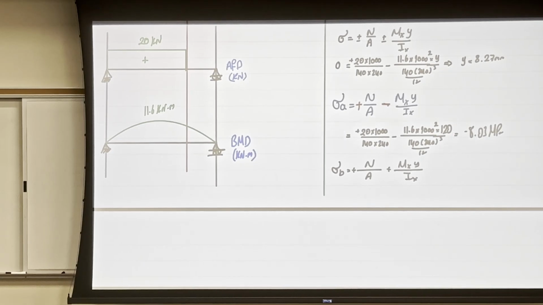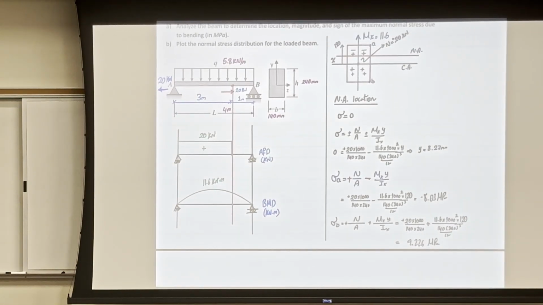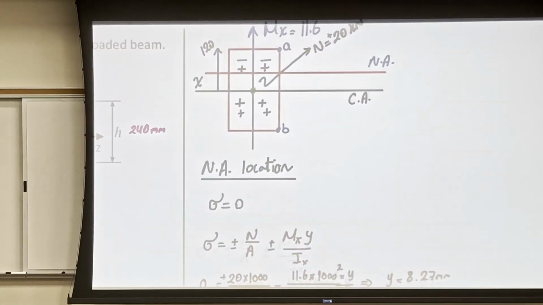And again, I'm going to use the same equation up here. And the y is also going to be 120. So I'm going to use the same equation, I'm just going to change the sign. So it's equal to, and instead of negative here, I'm going to put positive. And now I do have 9.226 megapascal.